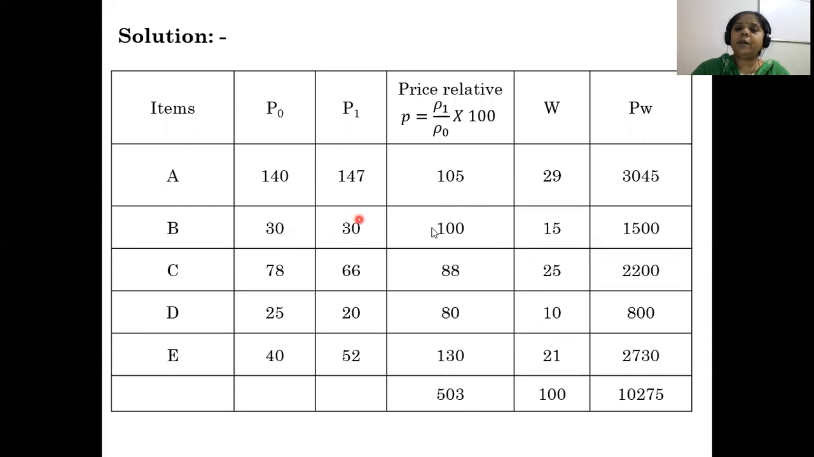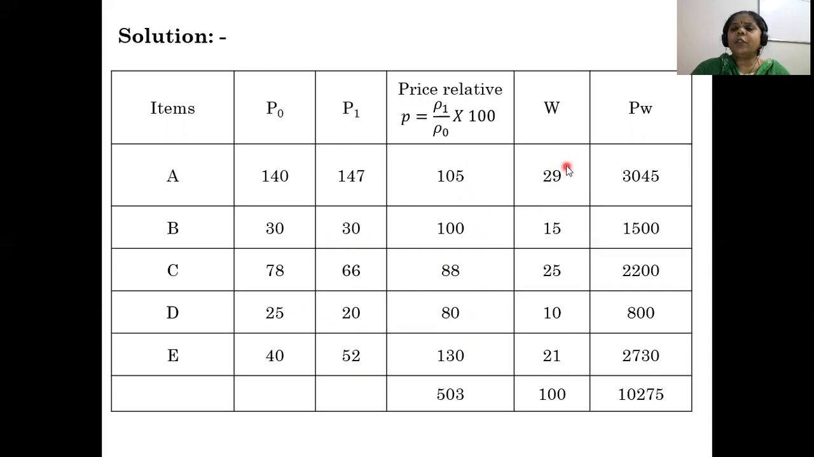30 divided by 30 into 100, we get 100. 66 by 78 into 100, we get 88. 20 divided by 25 into 100, we get 80. 52 divided by 40 into 100, we get 130. Like this we have to find the price relative.